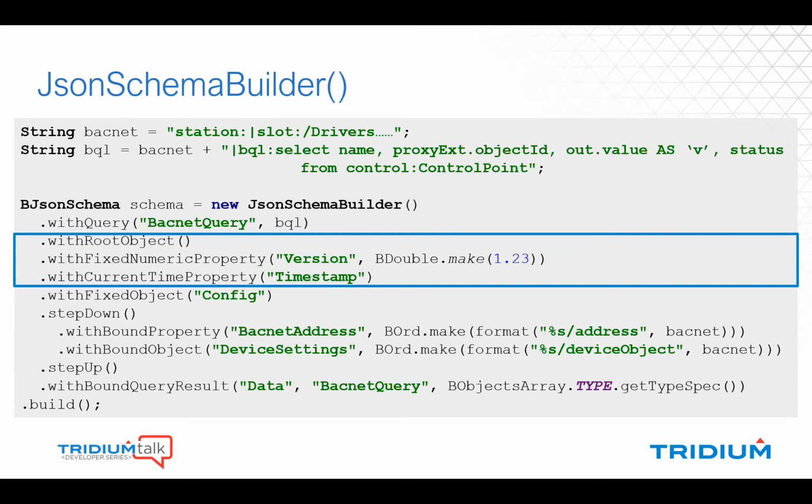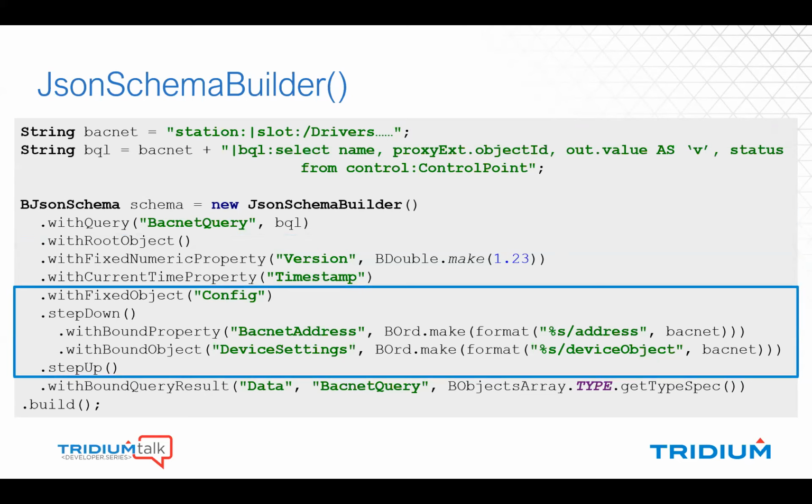Next, we must define the format that we require for our message. So once again, we begin with a root object, which is your opening and closing curly brackets. Then we add a fixed numeric property, which is the hard-coded API version, which of course could be linked to something in your station if that could be variable at a later date. And then we have the current time property, as we saw before.